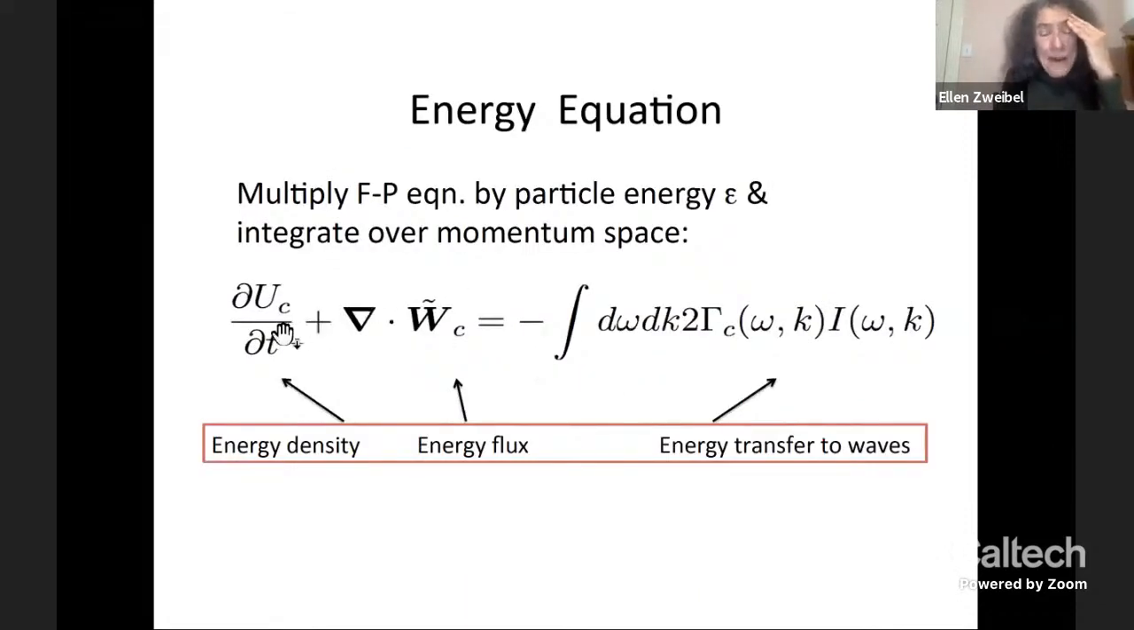We can also take the Fokker-Planck equation and multiply it by particle energy, integrate over momentum space, and get an overall energy equation for the cosmic rays. And that says that the time rate of change of energy density plus the divergence of the energy flux is equal to this not very useful looking quantity, which is the product of the energy in the waves times the rate at which the waves are excited. So it's not very useful looking because we can evaluate this, but we don't really know this.